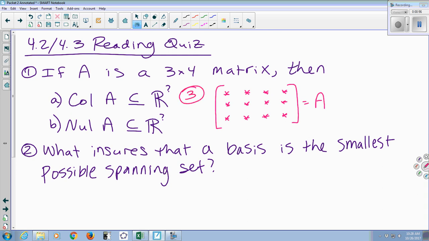So this one's R3. And then the null space, that's the set of all things that you can multiply A by to get the 0 vector. So if this is 3x4, then the vector that you can multiply would have to be 4x1. So Null A lives in R4.